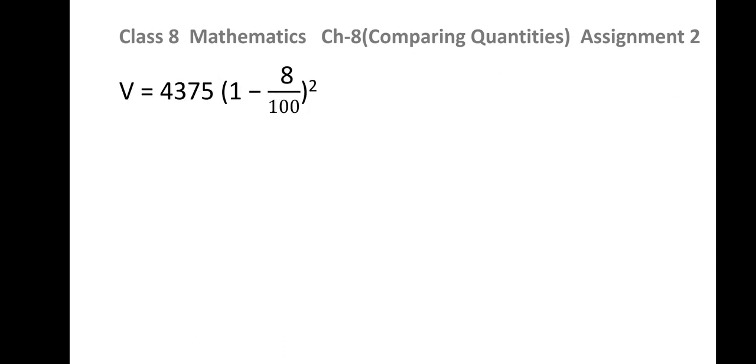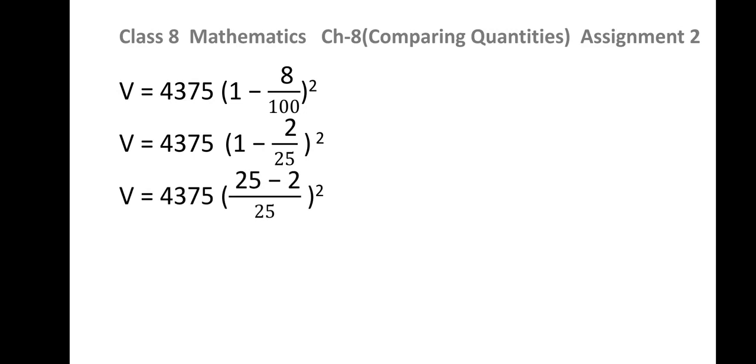Now this is the equation. V is equal to 4,375 bracket 1 minus 8 over 100 raised to the power 2. Now solving 8 over 100, you will be getting 2 over 25. Then it will be V is equal to 4375 bracket 25 minus 2 over 25 raised to the power 2.